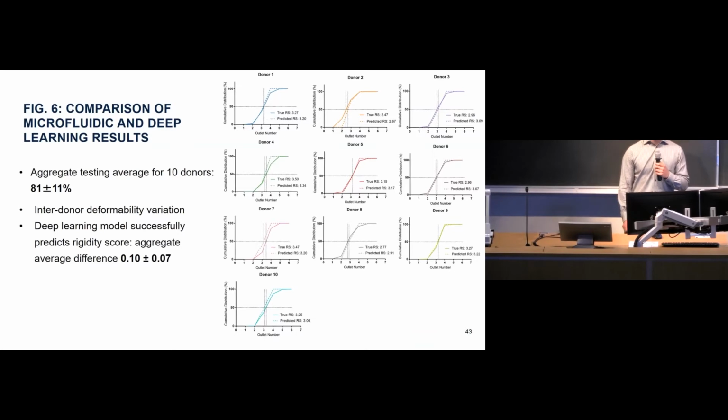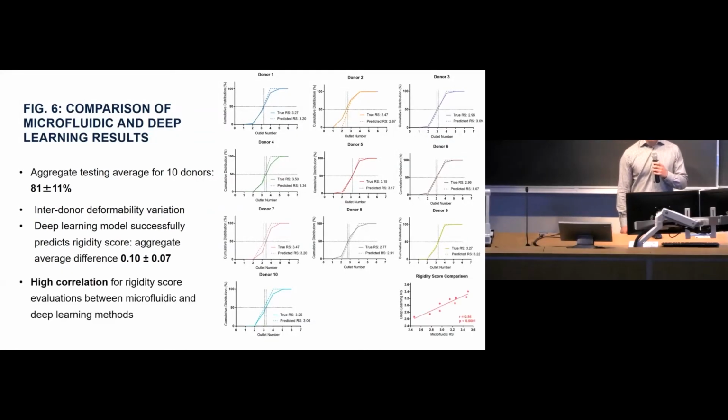As seen from these plots, the deep learning model successfully predicts a donor's rigidity score using data separate from its training. The aggregate average in rigidity score difference between the microfluidic and deep learning methods was 0.1 plus or minus 0.07. Finally, the deep learning rigidity score is plotted versus the microfluidic rigidity score. We find that there's high convergence, R equals 0.94, between the rigidity score evaluations using these two methods.